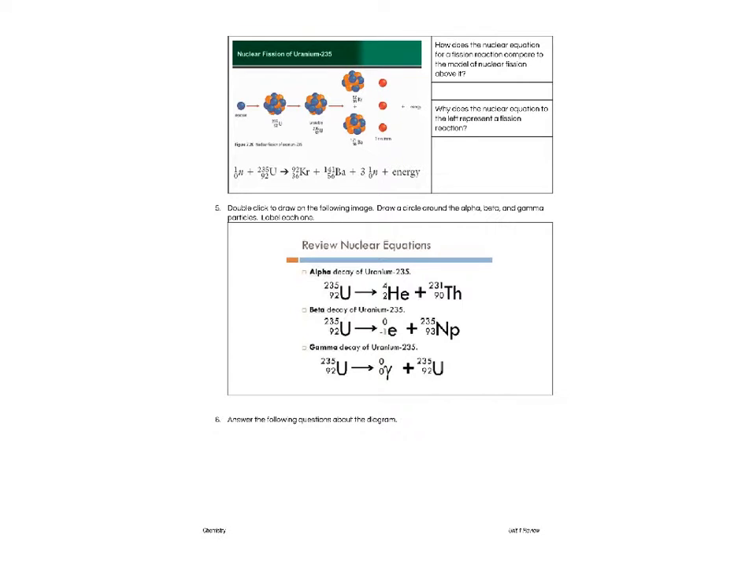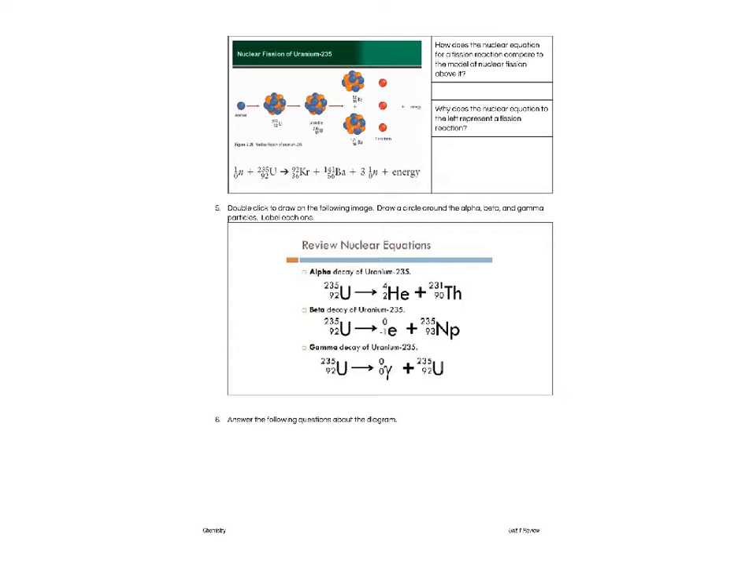We can represent that with an equation here where one neutron bombards uranium-235, and that produces krypton-92 and barium-141, along with 3 neutrons and some energy.